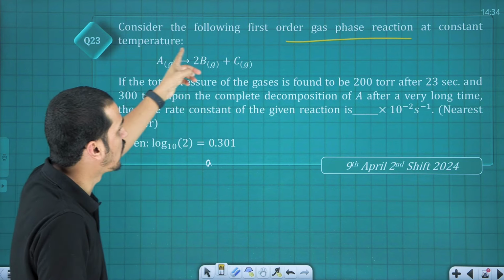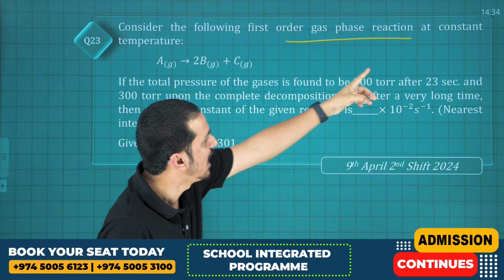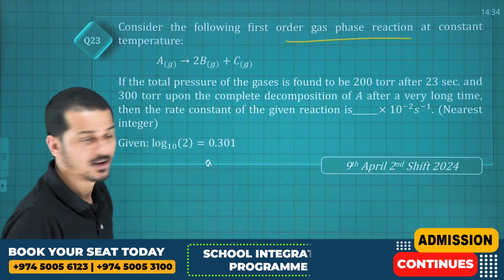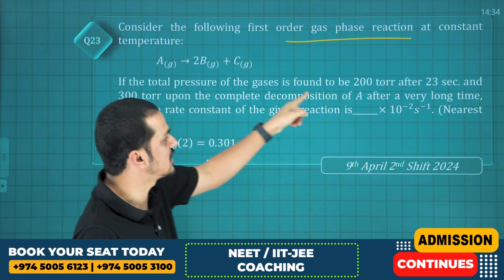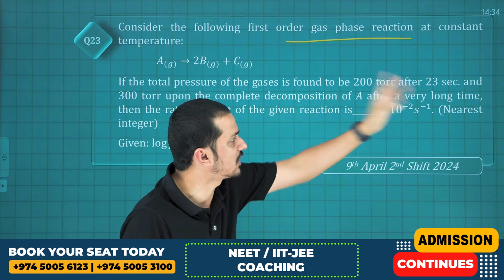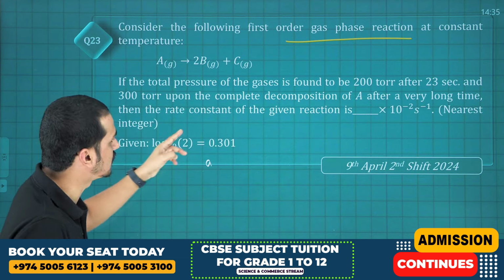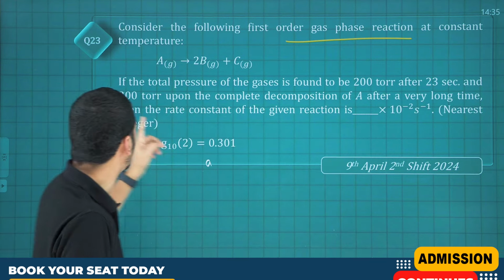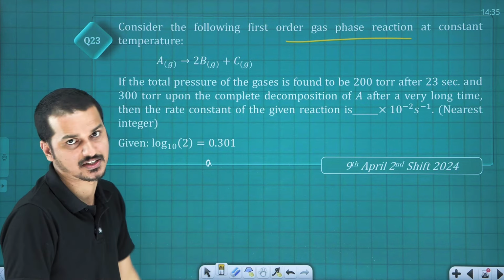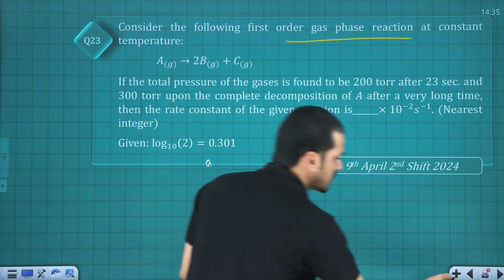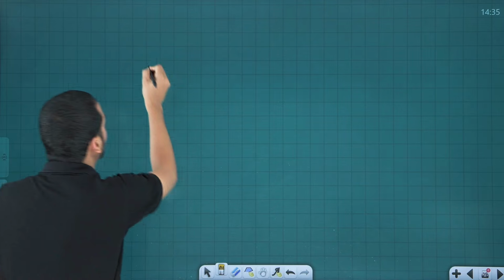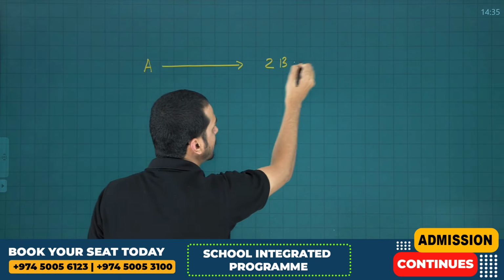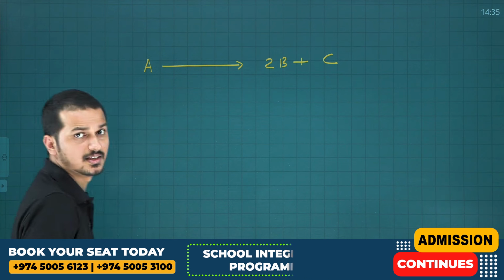See, consider the following first order gas phase reaction at a constant temperature: A gives 2B plus C. Then the total pressure of the gas is found to be 200 torr after 23 seconds, and 300 torr upon the complete decomposition of A after a very long time. Then they are asking the rate constant of the given reaction. Let's write it like this. A gives 2B plus C.